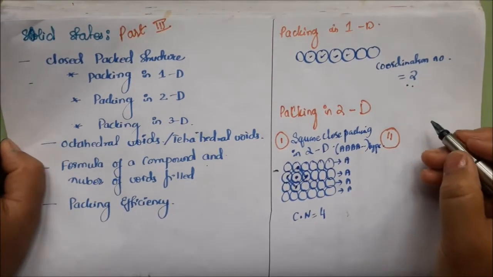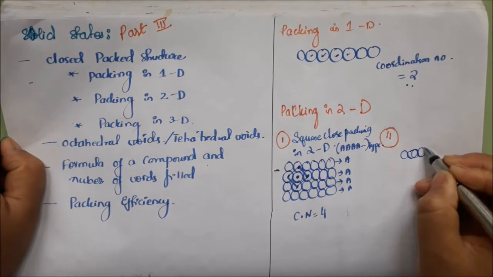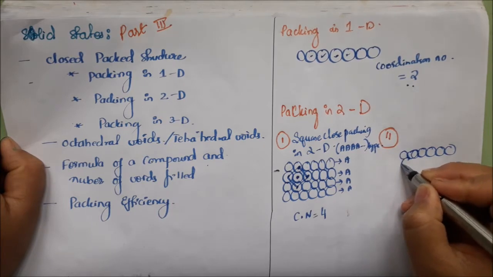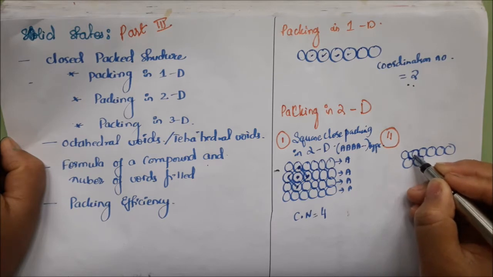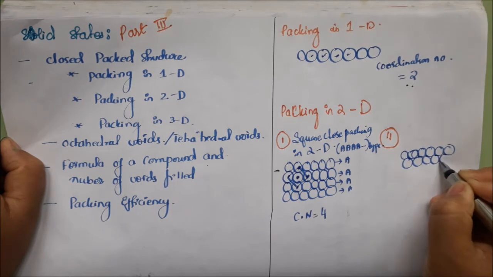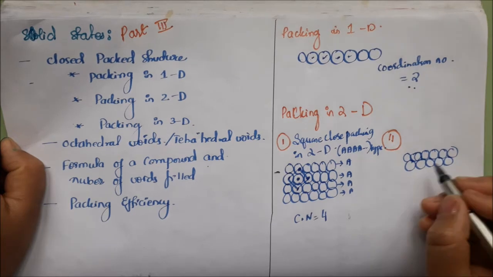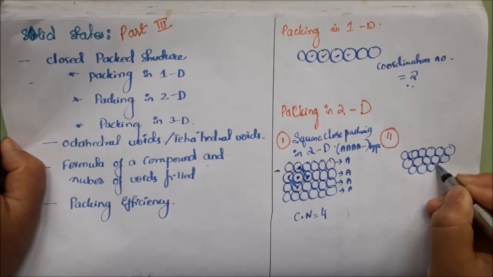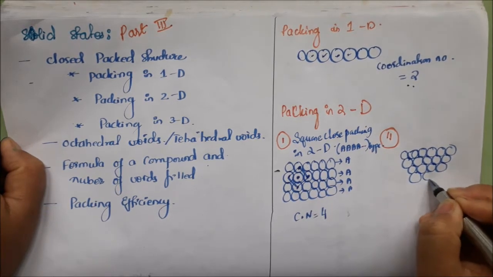The second way of arrangement of the constituent particles in 2D is that the particles of the second row can be placed in the depression between two atoms of the first row. This is the depression. We can place the particles of the second row in the depressions of the first. Similarly, the particles of the third row can be placed in the depressions of the second, and so on.